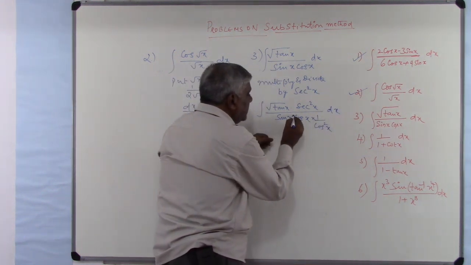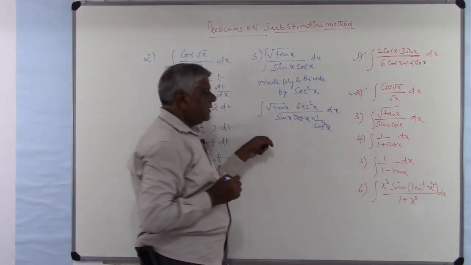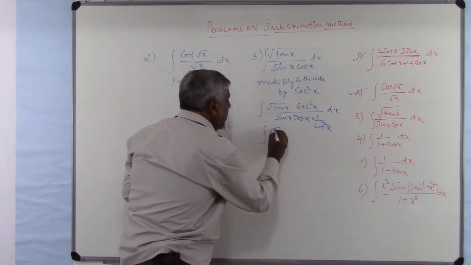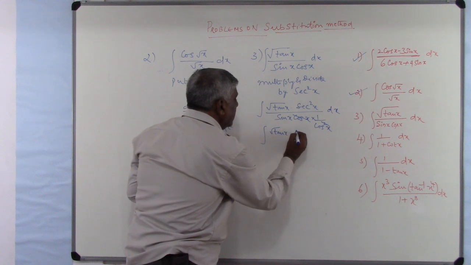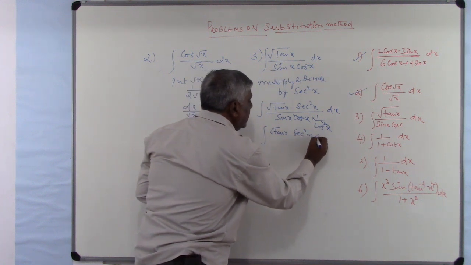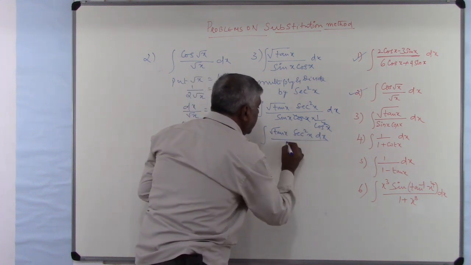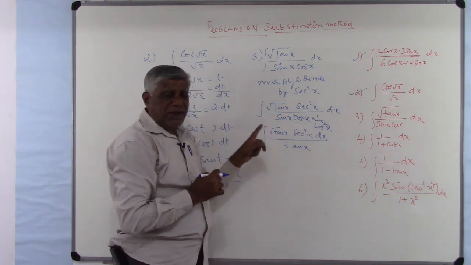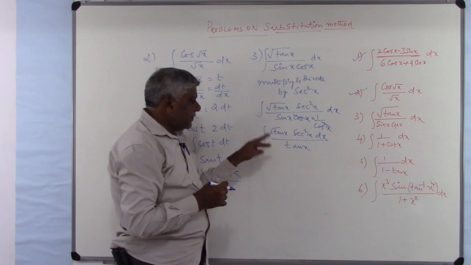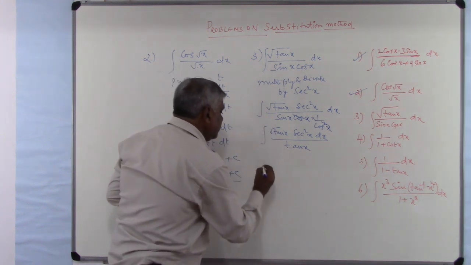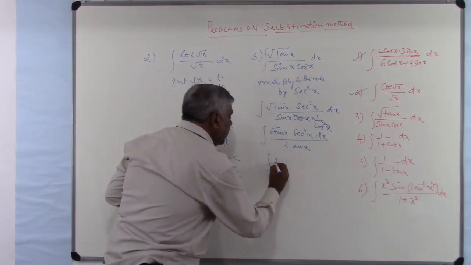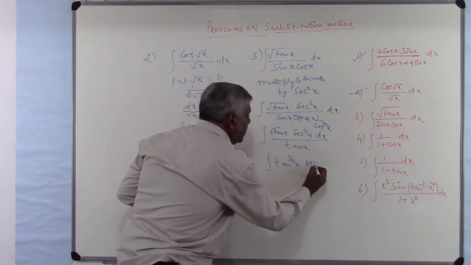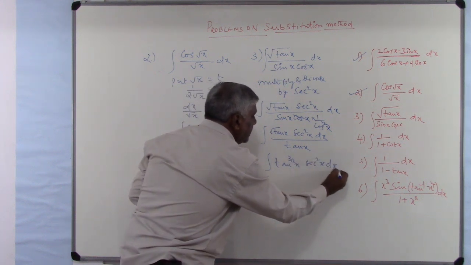Now what happens to this? This and this get cancelled. Therefore what do we get? Root tan x secant square x dx divided by tan x. Are you following here? Sin x by cos x is tan x. Now we will take it to the top. It becomes tan to the power of 3 by 2 x into secant square x dx.